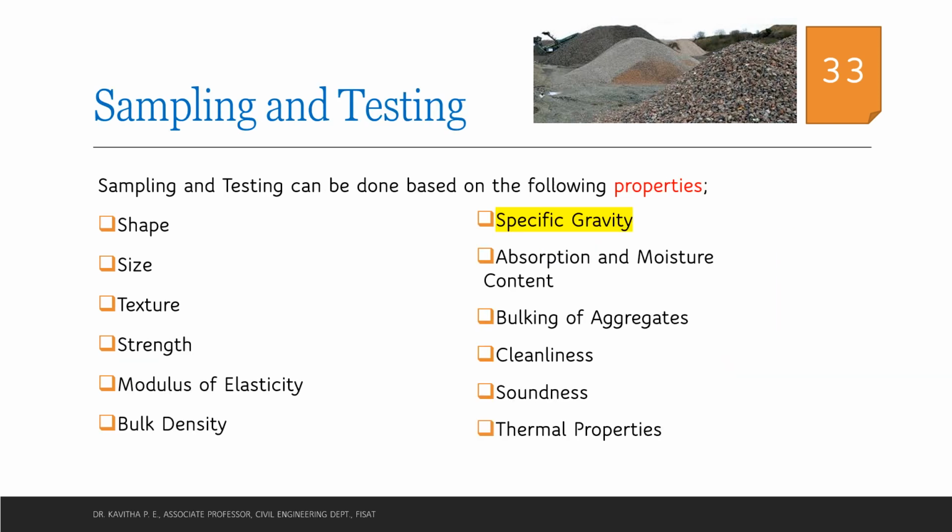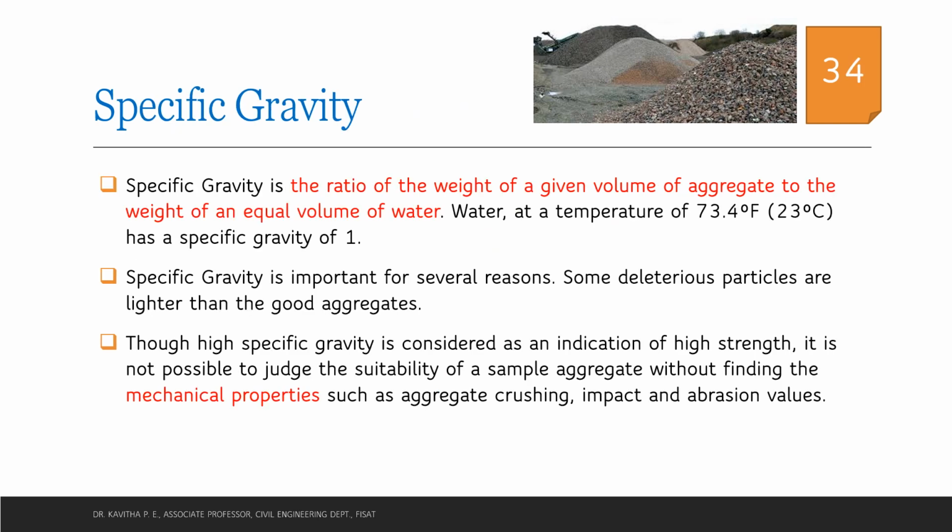Now let us consider the property specific gravity. Specific gravity is the ratio of the weight of the given volume of aggregate to the weight of equal volume of water. Water is considered at a temperature of 23 degrees Celsius, hence the specific gravity of water is 1.